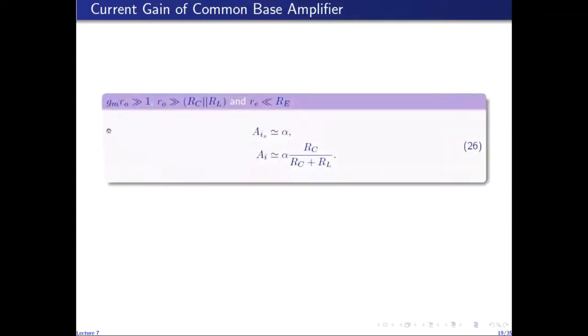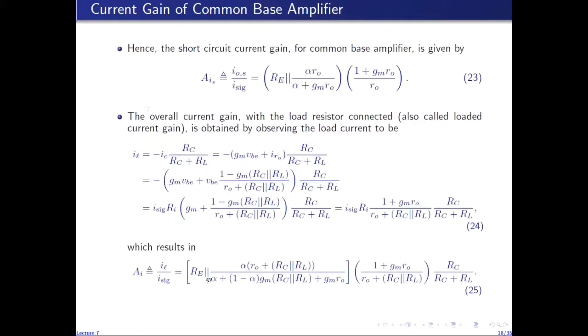And then using this assumption that gm r0 is much greater than 1, if this is true, then gm r0 is much greater than alpha because alpha is less than 1. So this denominator, in short, can be replaced with gm r0. Numerator is alpha r0, so r0 gets cancelled.